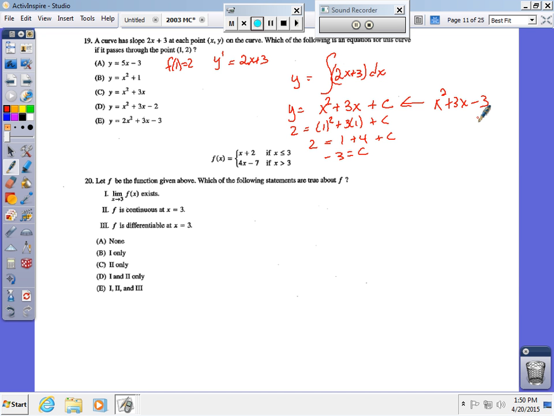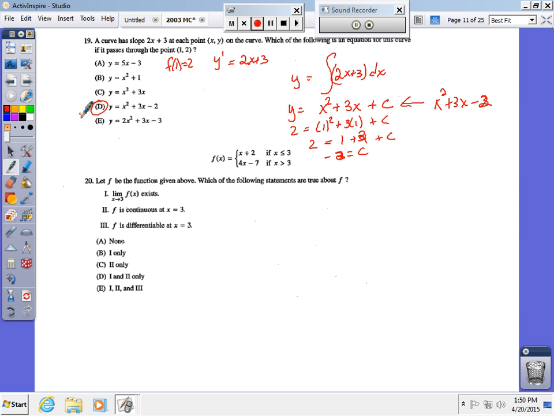Alright, what the heck did I screw up? 3 times 1 is 3, not 4. So that's a 2. That's negative 2. Alright, x squared plus 3x minus 2, D. Okay, good. Let number 20, let f be the function above.